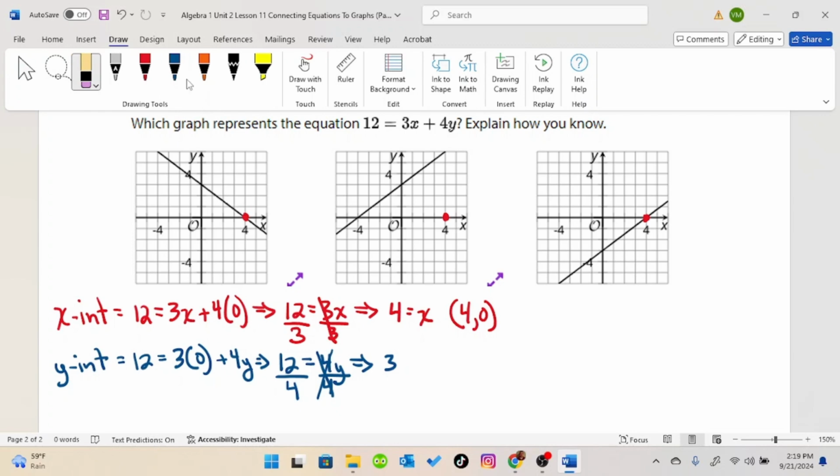Therefore, the y-intercept is (0, 3). And that point is up here. So the only graph that has the correct x-intercept and the correct y-intercept is the first graph.